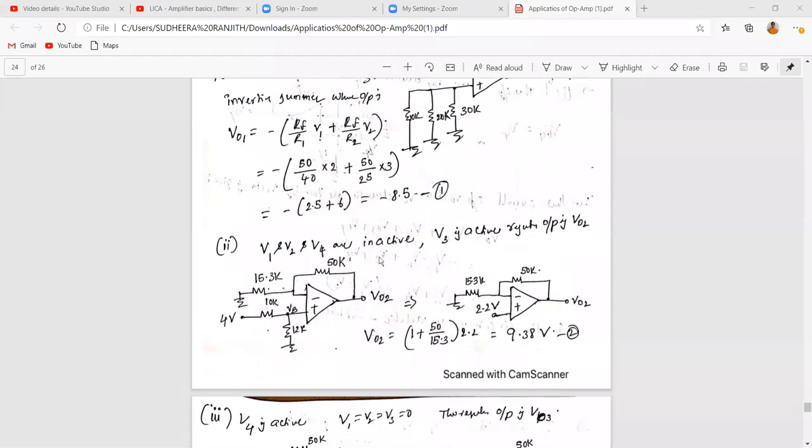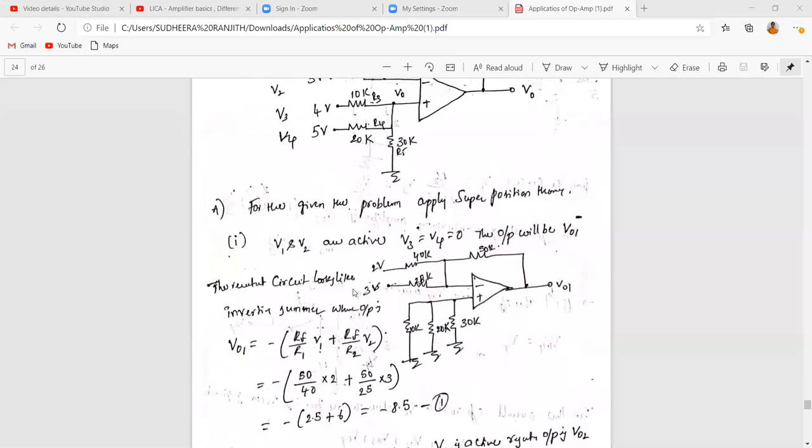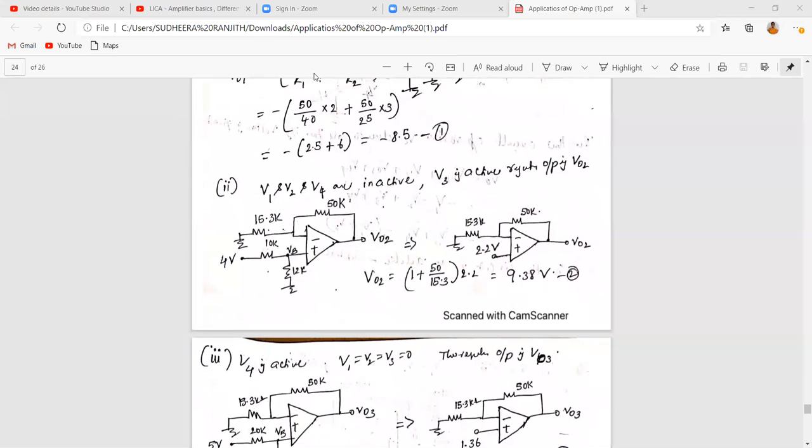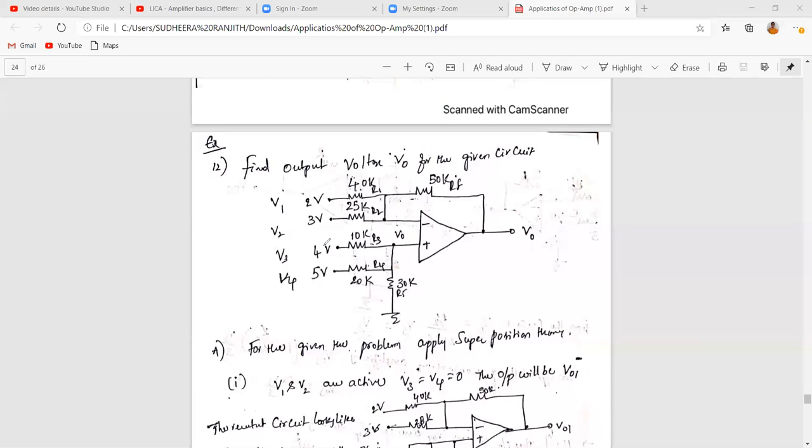సో -8.5. నౌ బట్ కేస్ 3 అండ్ కేస్ 4 సిమిలర్ టు దిస్ డెరివేషన్ పార్ట్ ఓన్లీ, రైట్? సో కేస్ 2 ఇన్ ద ప్రాబ్లం, వాట్ ఈజ్ కేస్ 2? V1, V2, V4 ఆర్ ఇన్యాక్టివ్, V3 ఈజ్ యాక్టివ్. దిస్ వన్ ఈజ్ యాక్టివ్, మిగతావి ఇన్యాక్టివ్. దట్ మీన్స్ దిస్ టూ ఆర్ కనెక్టెడ్ టు గ్రౌండ్.